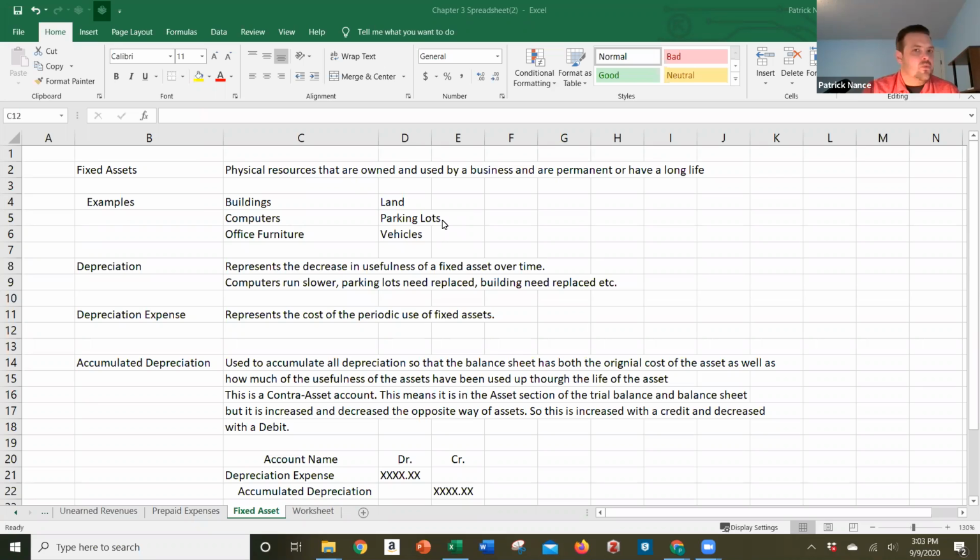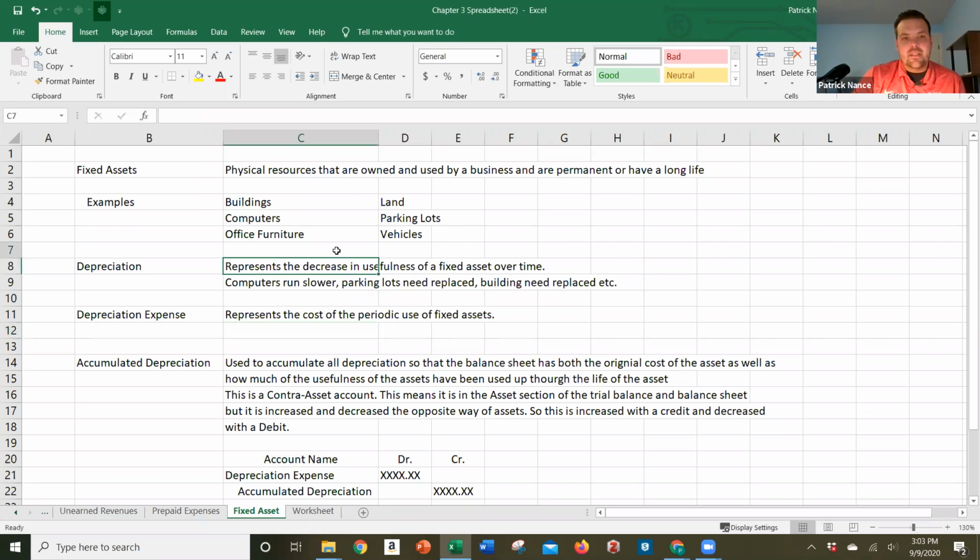It's usually a physical resource that's owned and used by a business and is permanent or has a very long life. Examples of this would be buildings, land, computers, parking lots, office furniture, vehicles, even office improvements, carpeting, walls. You can be detailed or kind of larger about this, but either way, it's all assets that are purchased for use in the business and are used for more than 1 year.